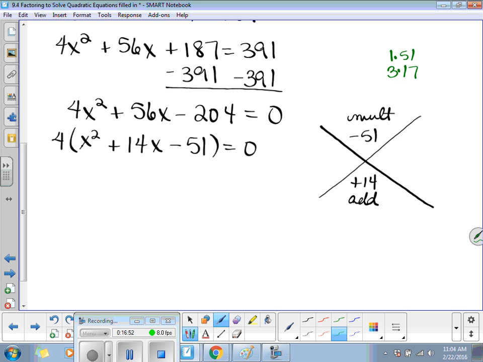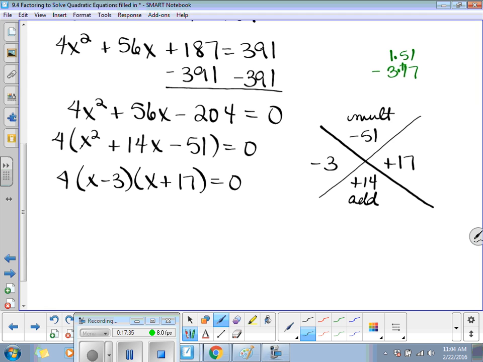Now because we want to have a negative 51, then one has to be positive, one has to be negative. Which one has to be which if we want to get a positive 14? The smaller one is negative, and the bigger one is positive. Very good. So we have a negative 3 and a positive 17. So we've got 4 times x minus 3 times x plus 17 is equal to 0.